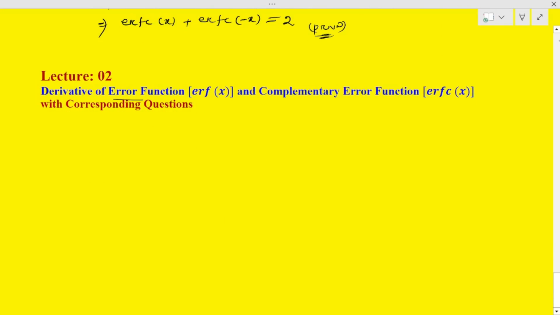First, we have to evaluate the derivative of the error function with respect to x, d by dx of erf(x). Here the solution starts. To evaluate the derivative of the error function with respect to x, we have to remember the rule of differentiation under integral sign.